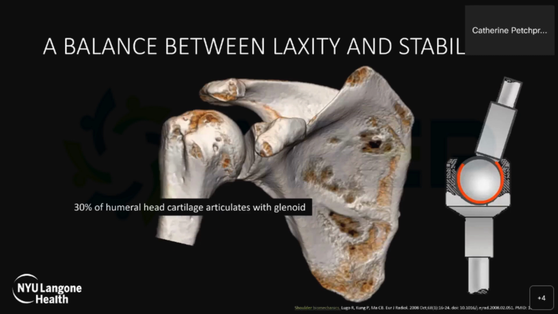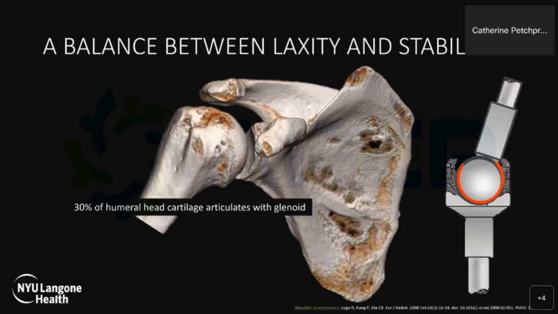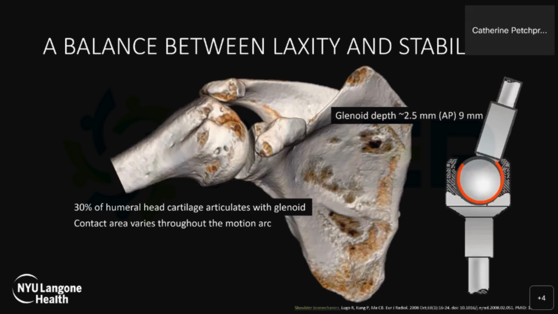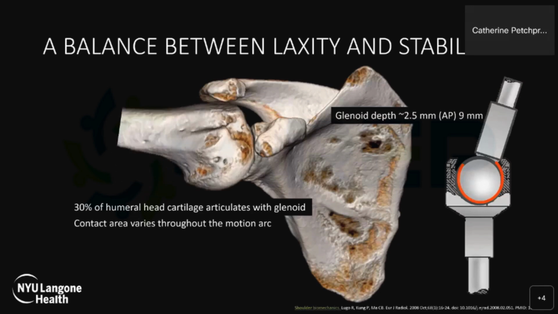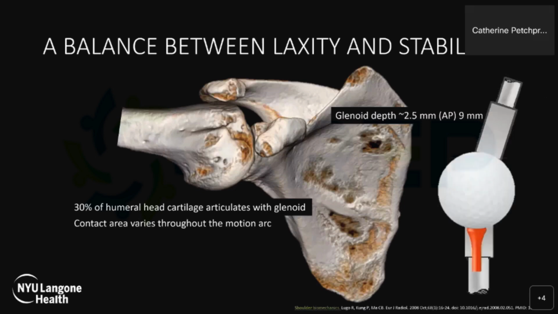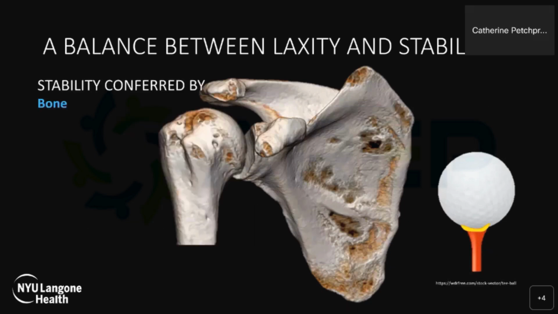In the shoulder, only 30% of the humeral head articulates with the glenoid at any time, and that contact area will vary throughout the motion arc. The glenoid fossa is also very shallow, only 2.5 millimeters in depth in the AP plane. Because of lack of bony constraint, it's often compared to a golf ball on a tee. The bone does play a critical role in joint stability, but joint geometry is not enough to provide joint stability.